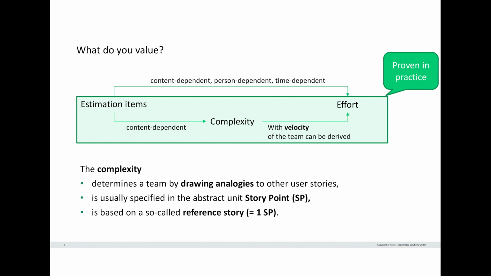With an estimation method, we can estimate various aspects of an estimation item, for example, complexity, effort, risk, benefit. Here we focus on the two aspects of complexity and effort. You can have experts estimate the cost of an estimation item in person days. These experts must take at least three aspects into account.